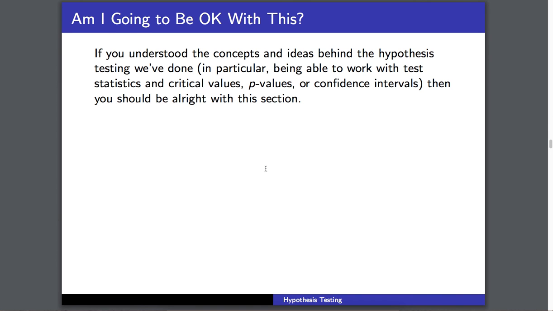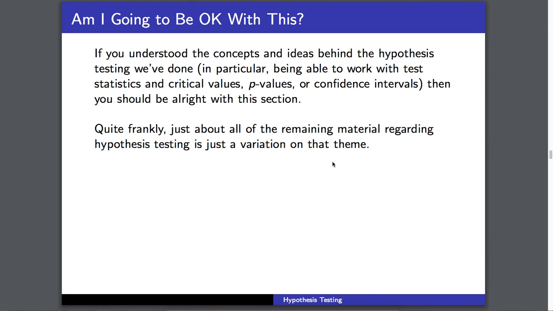You might be wondering, okay, this is getting kind of scary and uncharted territory with all this hypothesis testing. But truthfully, if you understood the ideas and concepts behind the hypothesis testing we've done, such as how we calculated our test statistic and compared it to our critical value, or how we calculated our p-value and compared it to the significance level, or with confidence intervals, whether our confidence interval for our sample contained the population mean or not, then you should really be all right with this section. In fact, you should be all right with just about all the hypothesis testing, because they're all just going to be variations on that theme.